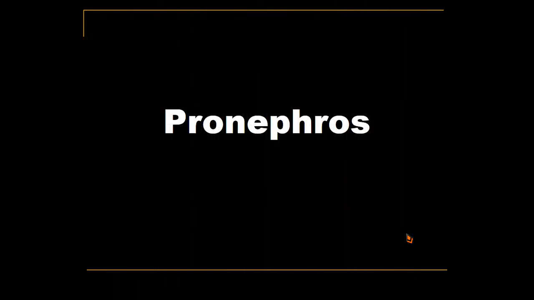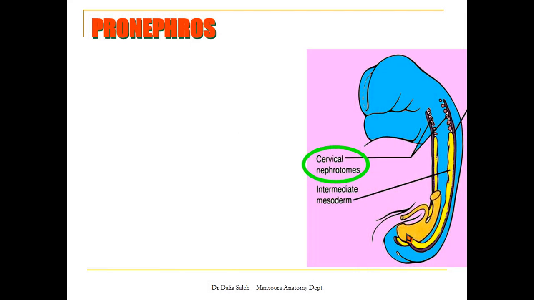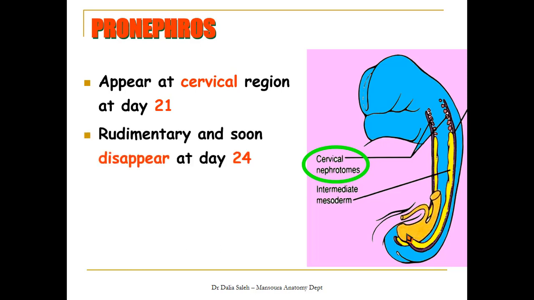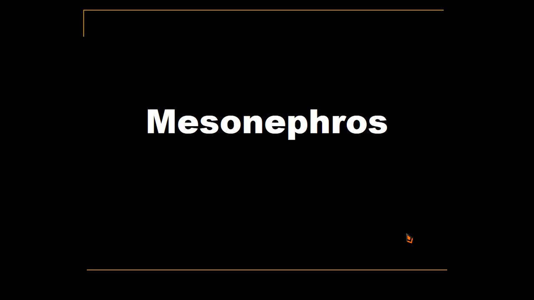The pronephros stage, like we said, appears at the cervical region of the embryo around the 21st day of development. It is rudimentary and soon disappears, about 3 days later, at day 24 of pregnancy. It never functions in humans, just in some fish or other lower vertebrates.